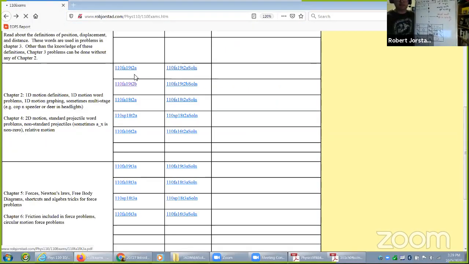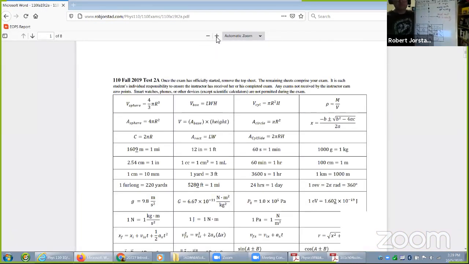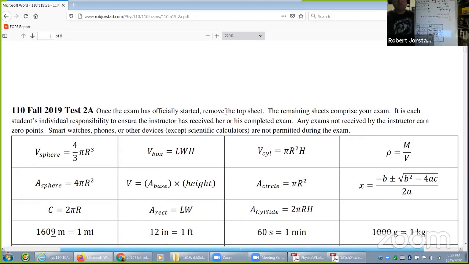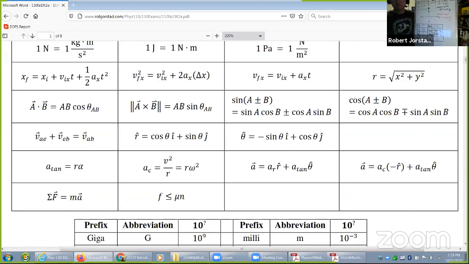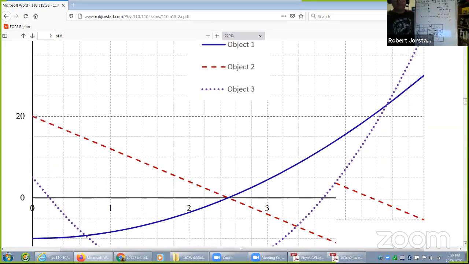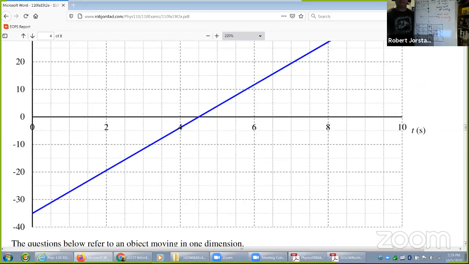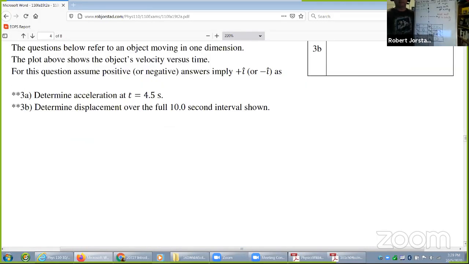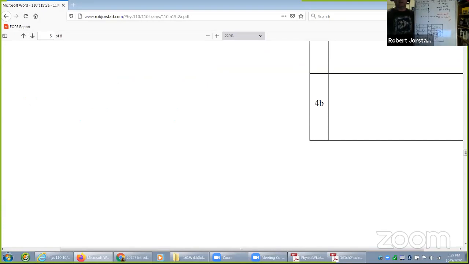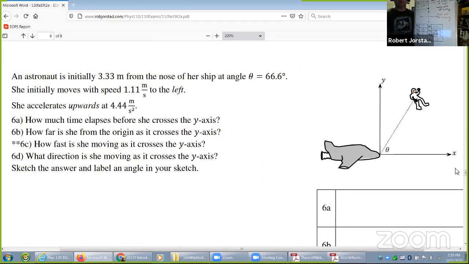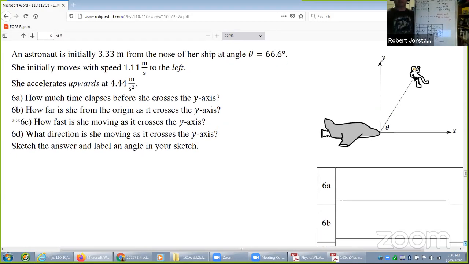Let's pick the other test. So I think that was B. Let's see what the other test had. Let's try this one.